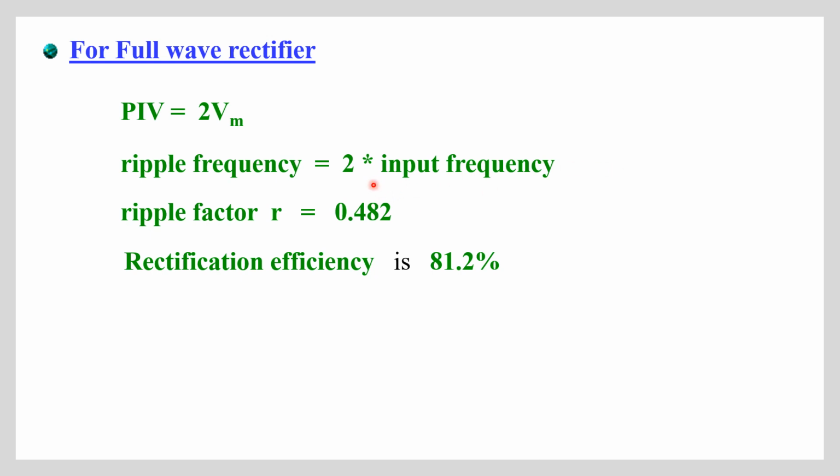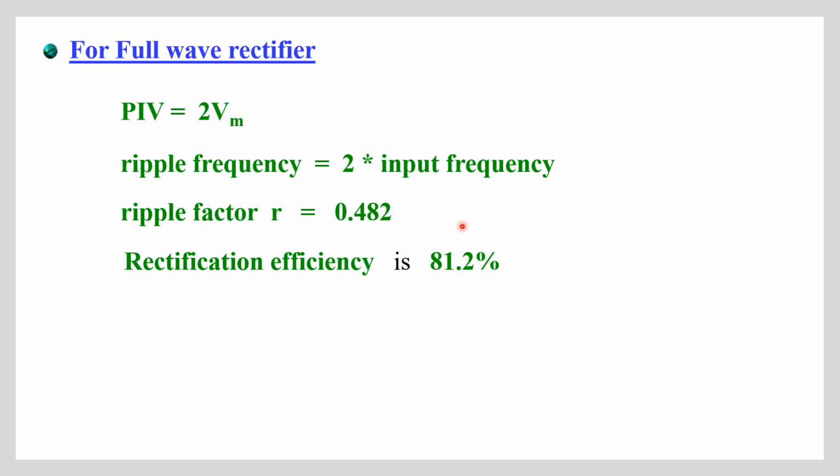Ripple factor. We have seen the ripple factor is the ratio of the total RMS value of the ripple in the output waveform to the total average value of the output waveform. So the ripple factor for the full wave rectifier is coming out to be 0.482.